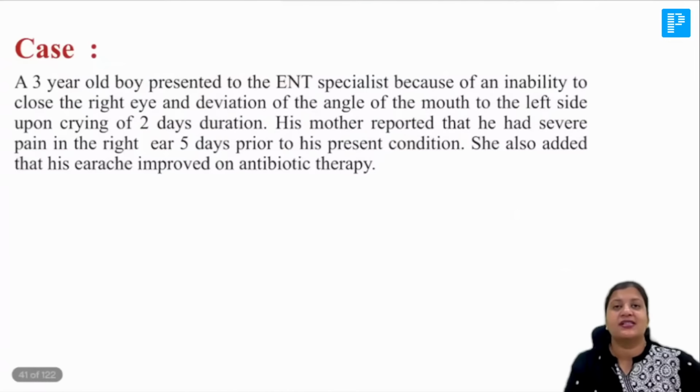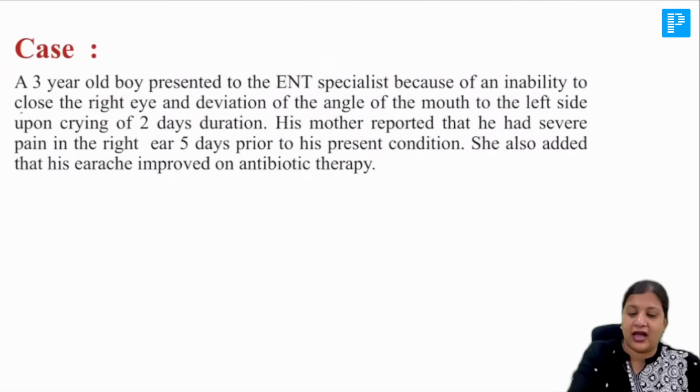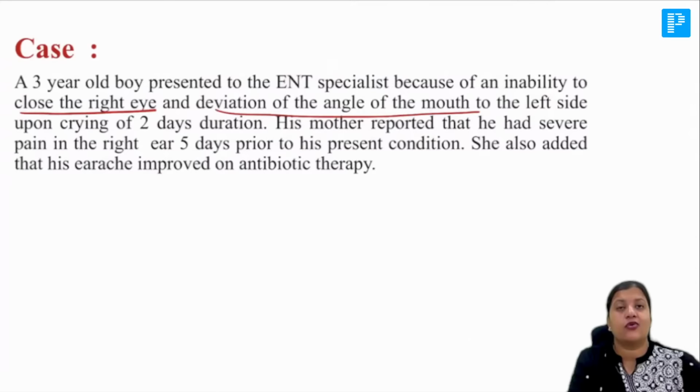So these buzzwords are what I'm trying to get across to you through these cases. A 3-year-old boy presented to the ENT specialist because of inability to close the right eye and deviation of the angle of mouth. So when a patient can't close the eye with deviation of angle of mouth, you know it is facial palsy.